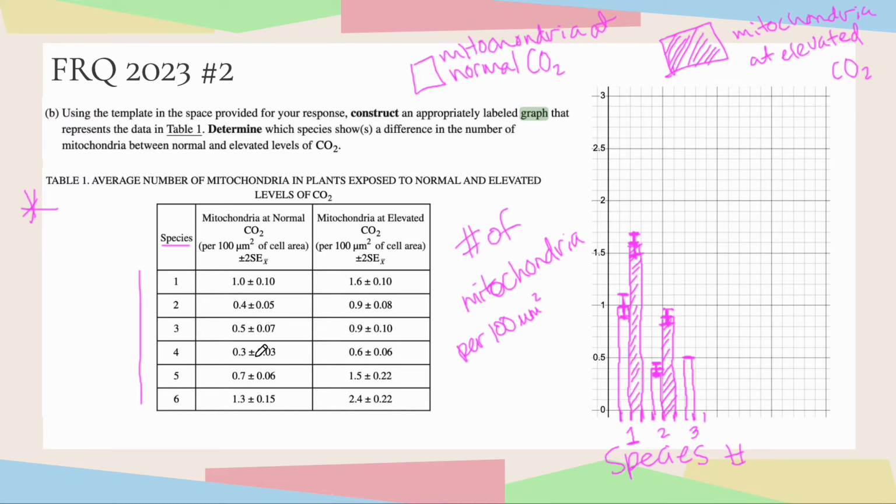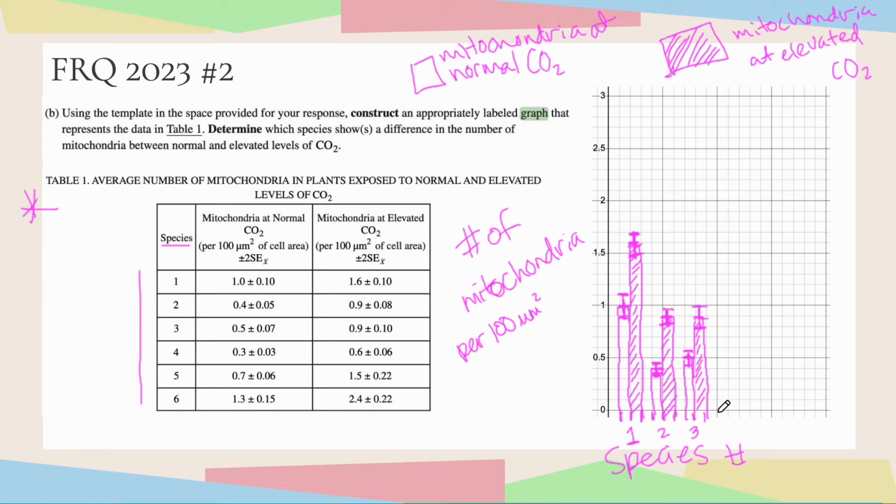All right, and then my error is 0.07, so I'm going to go up by 0.07, which is maybe there, and I'm going to go down by 0.07. All right, and then for my elevated, I have a mean of 0.9, so I'm going to go up to 0.9, like so. Okay, and then I'm going to color this one in since it's for elevated. And then my standard error is 0.1, so I'm going to go up by 0.1, down by 0.1, and connect them.